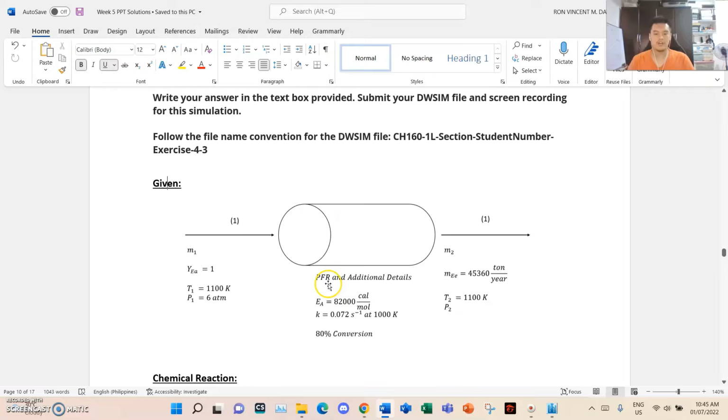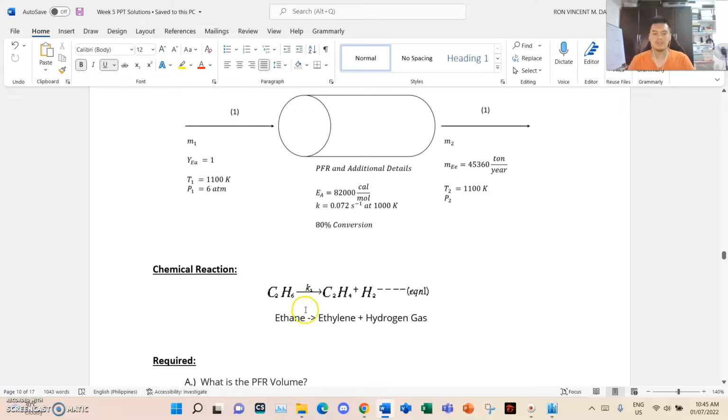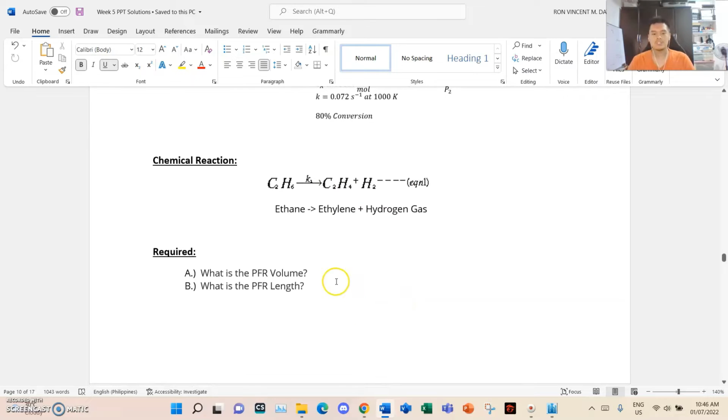So this is the PFR and its corresponding details, and this is the chemical reaction. So this is ethane, it cracks, it yields ethylene and hydrogen gas. So we record what's the PFR volume or what's the PFR length. So before I start with the simulation, I would start first with the calculation in terms of the CRE algorithm.